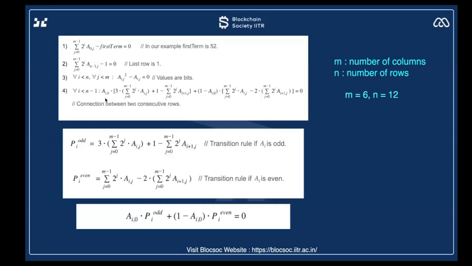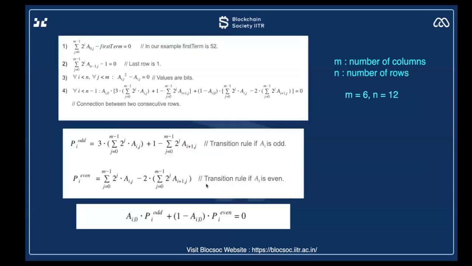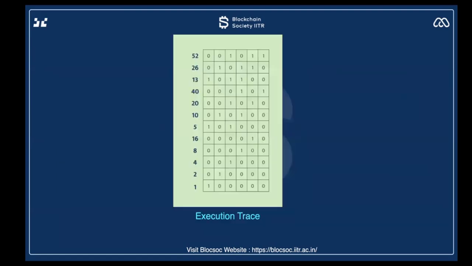So this is actually checking if the number is even or odd. If the number is even, then the least significant bit of that number would be equal to 0, and if the number is odd, then the least significant bit of that number would be 1. So if the number is even, then this term would be 0 and this term would be 1, so only this term will come into the picture. And if the number is odd, then this term would be 1 and this would be 0, and only this term would come into the picture.